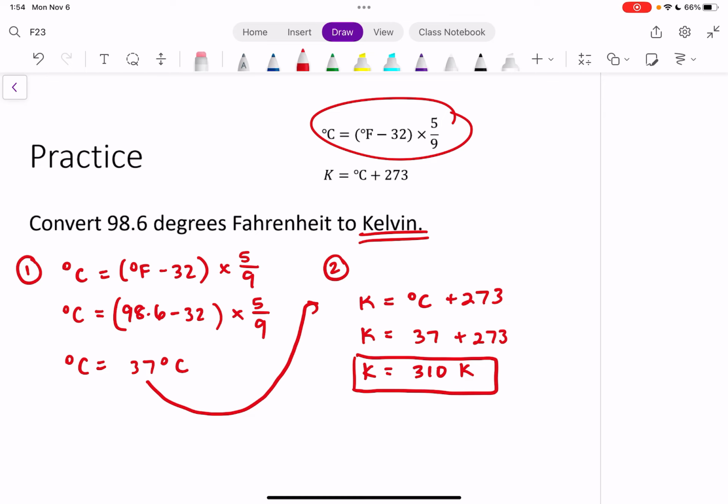All right, now if you were given some temperature in Kelvin and you wanted to convert to Fahrenheit, you could do the same thing, right? You just kind of do it backwards. You'd start with this, convert to degrees Celsius, and then use the next equation to get to Fahrenheit.